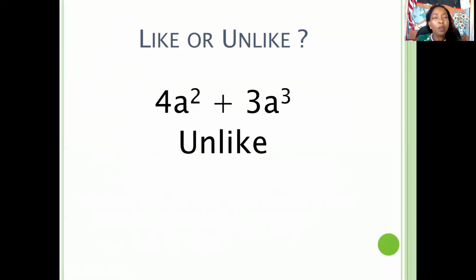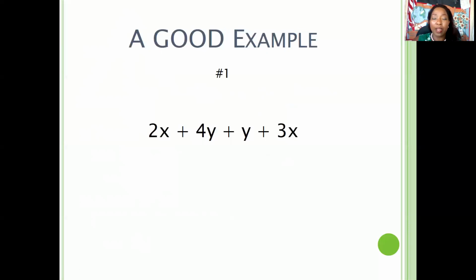And then we have 4a squared plus 3a cubed. I must have been really excited at this point because I put the answer in already. These would be unlike. Why? The exponent on the first term is 2. The exponent on the second term is 3. So these would be unlike. Don't worry, you won't be seeing a lot of that.